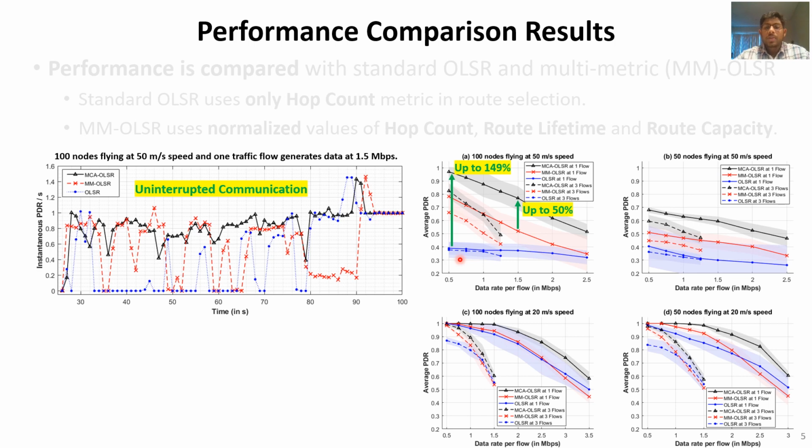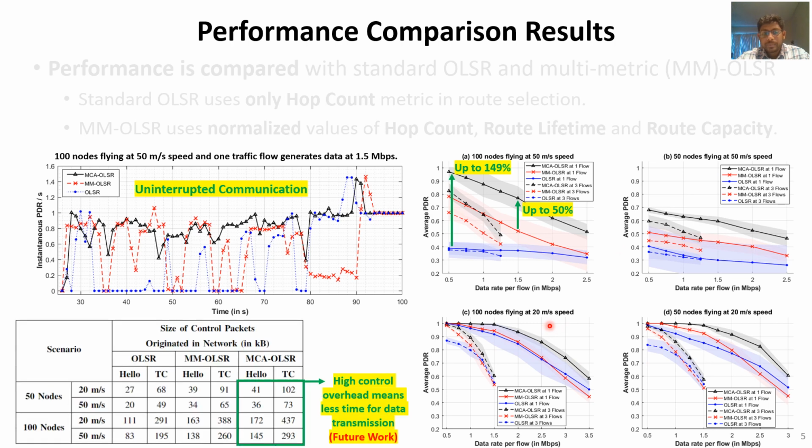Overall, our proposed scheme gives up to 149% higher PDR as compared to the standard OLSR and up to 50% higher PDR as compared to the multimetric OLSR. And this is significant because at high node speed, most of the schemes perform very poorly. We observed a similar trend for other settings as well.